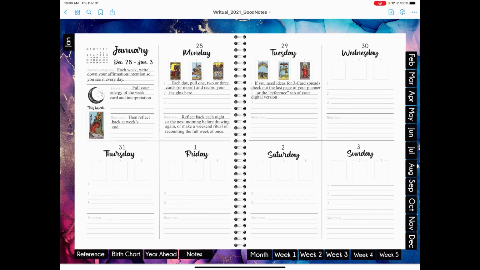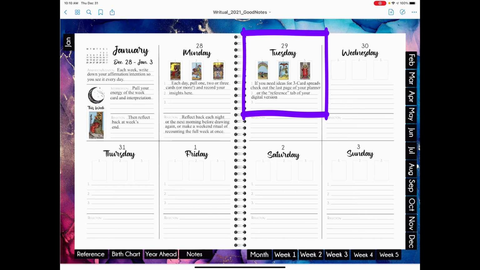So much of this journal is set up to record your insights and then come back and reflect, because I truly believe that that's how we learn, that's how we grow. And it's just great information to have then weeks or months down the road to be able to look back at that and see how it all plays out. Each day then, also, you have your 3-card draw. You do not have to draw 3 cards.